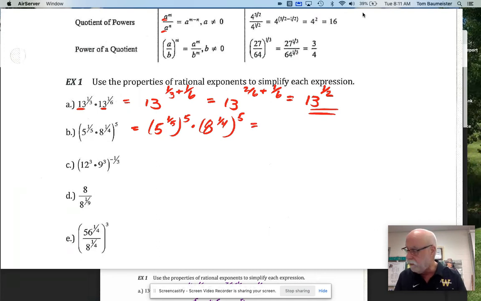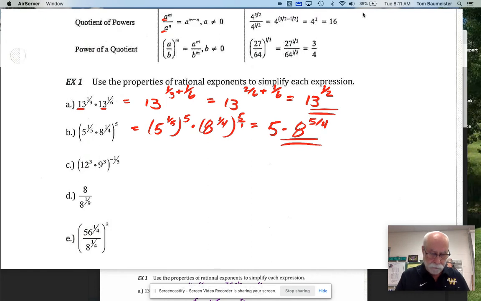1/5 times 5 is just going to be 1. So I'm just going to have 5 there. And then 8 times 1/4. Again, if you want to think of this as 5 over 1, then you'll have that times 8 to the 5/4 power. And don't multiply them together and tell me that's 40 raised to the 5/4 power, because that's not the case.